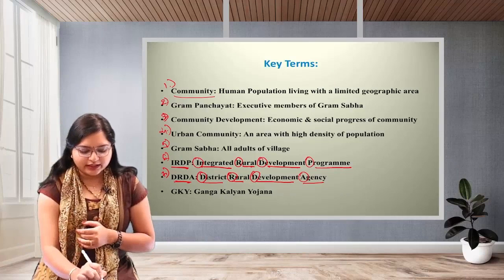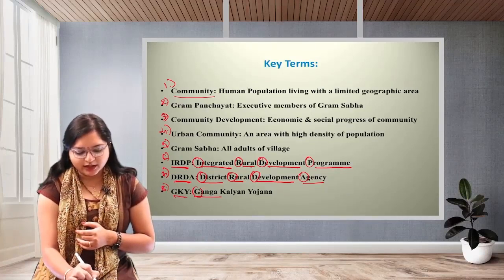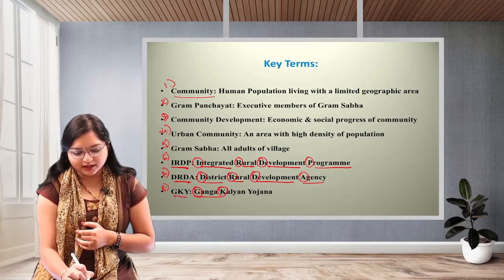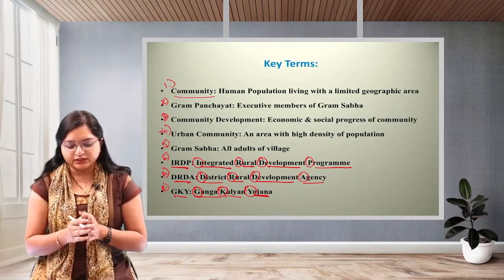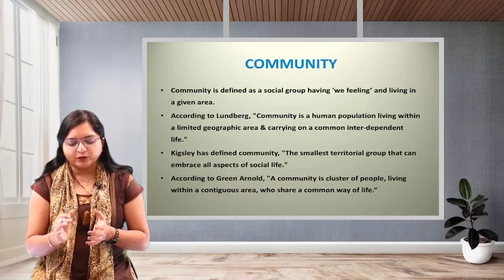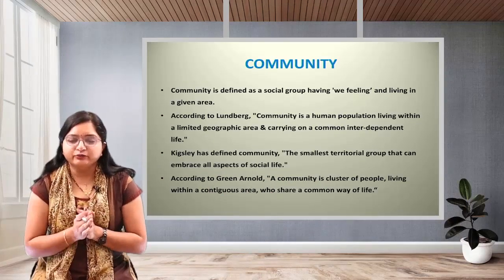And the last one is GKY. G is for Ganga, K stands for Kalyan, and Y stands for Yojana. So basically GKY is Ganga Kalyan Yojana. So these are the important terms for this chapter. Now we'll see the community. What do you mean by community?